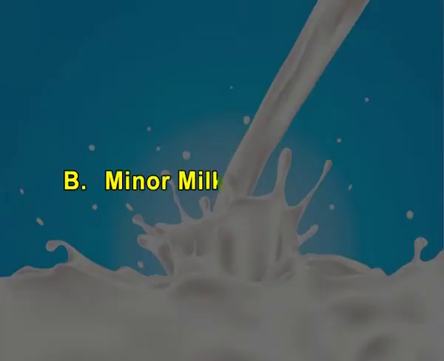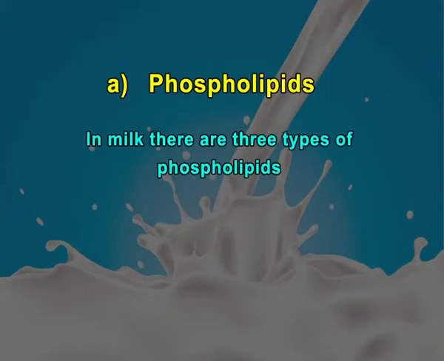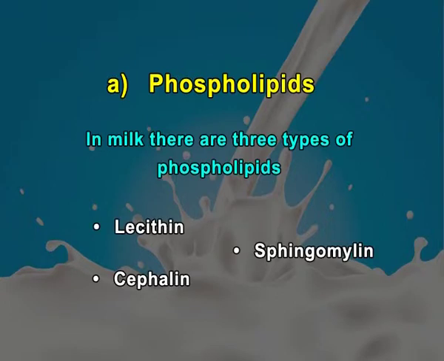Part of the mineral salts occurs in true solution while a part is in the colloidal state. Minor milk constituents are phospholipids. In milk, there are three types of phospholipids: lecithin, cephalin, and sphingomyelin.